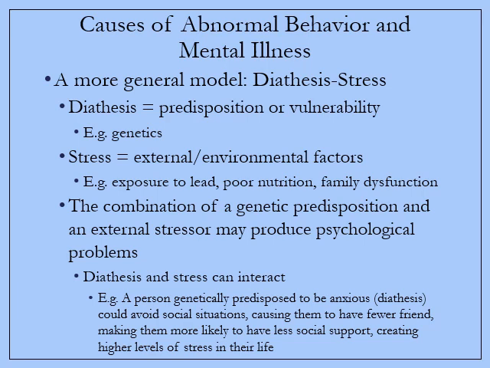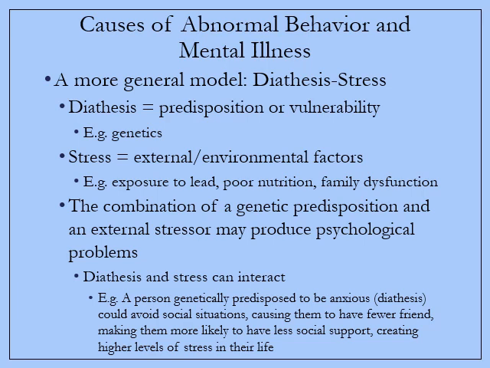Another more general model is called the diathesis stress model. It's more overarching, more of an umbrella model. Diathesis is a predisposition or vulnerability. So for example, genetics would be a diathesis. And stress is any external or environmental factors, so exposure to lead during childhood, or poor nutrition, or a dysfunctional family environment. And in the diathesis stress model, the combination of this predisposition and the external stressors can produce psychological problems.